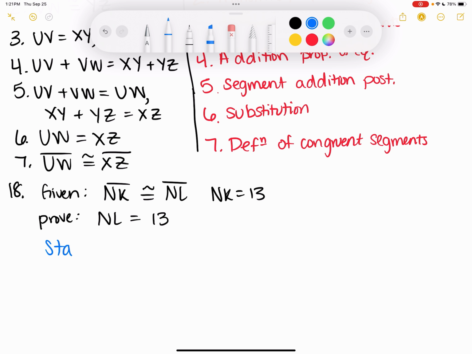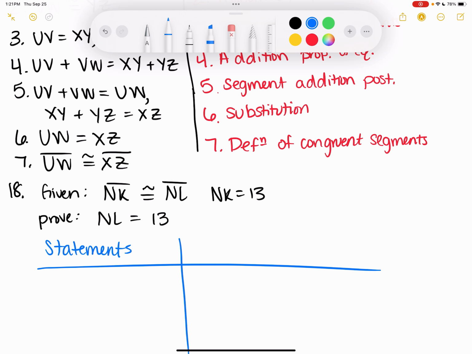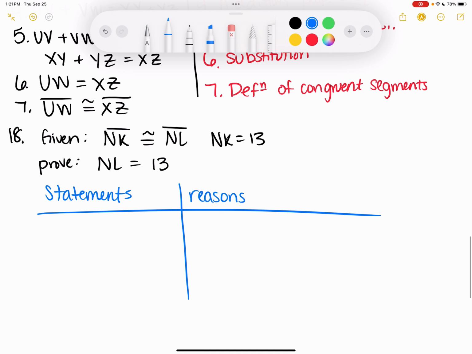So my 2-column proof, set up my statements and my reasons. What's my first step always going to be? Write the given. Write all the given stuff. So NK is congruent to NL, and I would put a comma, NK is equal to 13. And our reason is that that's a given.